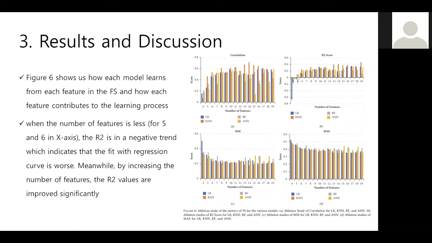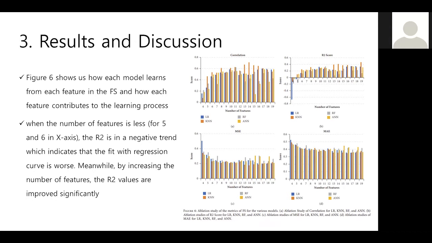This figure 6 shows us how each model learns from each feature in the FS and how each feature contributes to the learning process. The x-axis in figure 6 represents the number of features used in the ablation study, and the y-axis represents the score for each metric. The x-axis starts from 4 because the metrics for 3 features and below were very poor, and hence it was decided not to add them to the graph as they would be negligible in comparing the performance of the models.